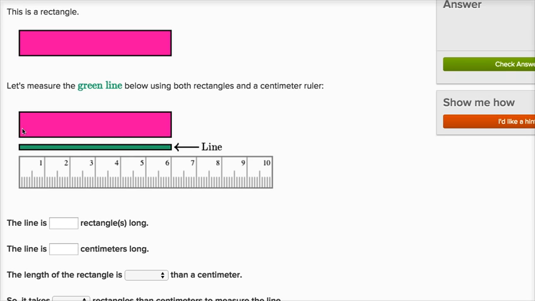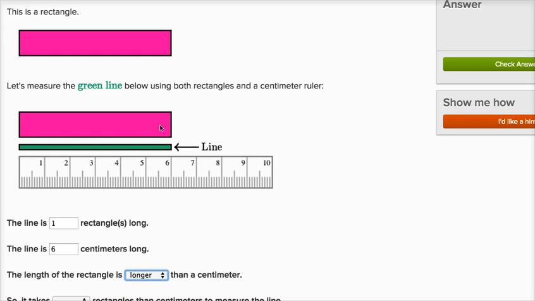And you immediately see the green line is equal to 1 rectangle long, but if we measure it in centimeters, it's equal to 6 centimeters long. So we could say the line is 1 rectangle long, but it's 6 centimeters long. And that makes sense because the rectangle is much more than a centimeter. The length of a rectangle is 6 centimeters. So the length of a rectangle is longer than a centimeter.